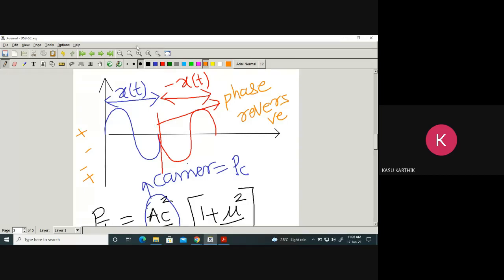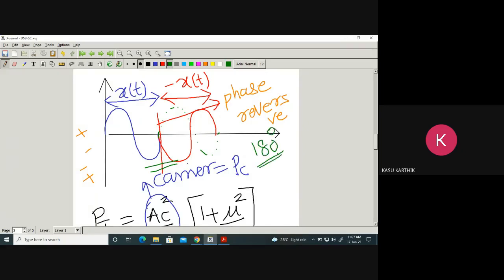So actually how should it be? If it is a positive signal, it should be like this. But suddenly it is becoming negative. The waveform is suddenly becoming negative. So this portion represents a phase reversal or phase shift by how much?